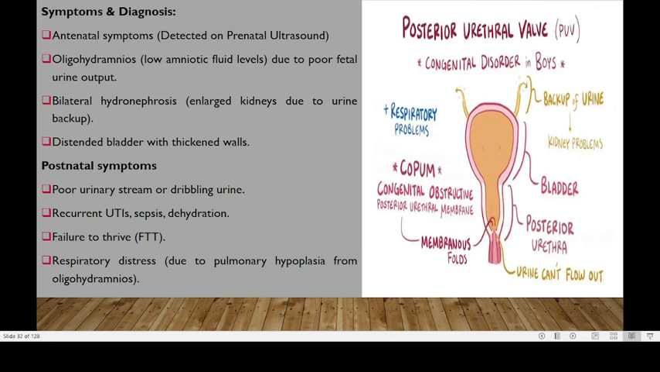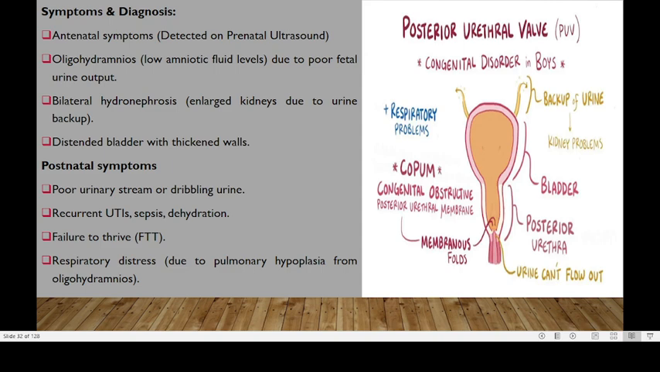In terms of symptoms and diagnosis, during the antenatal visits we could detect it on prenatal ultrasound. We could also look at oligohydramnios, where we have low amniotic fluid levels. This could be due to poor fetal urine output, so it could be a problem with the baby, and one of the most common suspects is the posterior urethral valve disease. Also, we could have a distended bladder with thickened walls.